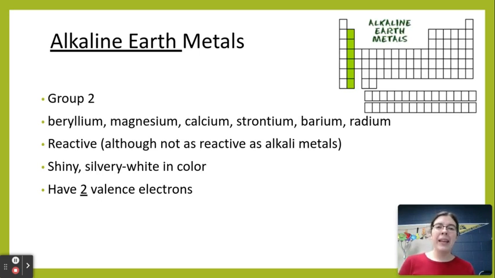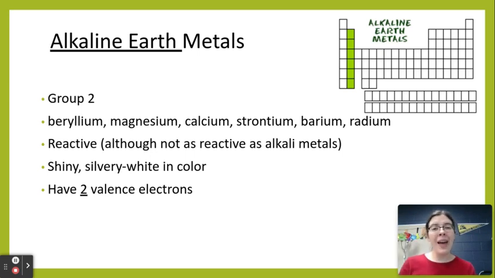Okay, the next family is the alkaline earth metals. And we have to be careful because alkali metals and alkaline earth metals have kind of similar names and they can get easy to be mixed up. So the way that I remember it, alkali is just one word, so it's group 1. Alkaline earth is 2 words, so it is group 2. So hopefully that helps you as well.